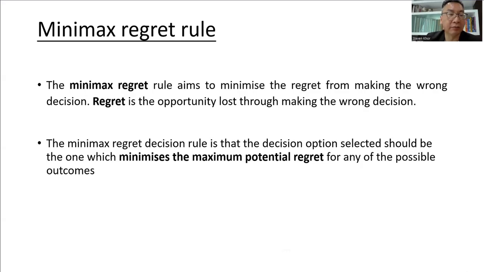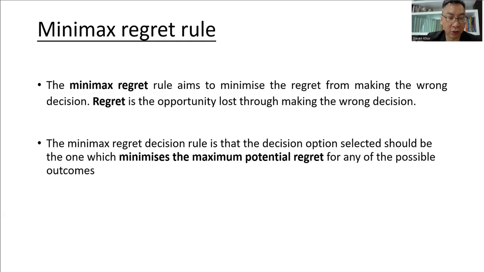The third scenario is called the minimax regret rule. I repeat, just now I explained what it means: you try to minimize the feeling of regret. You do not want to regret making the wrong decision. So we want to minimize it. Regret is basically the opportunity loss from making the wrong decision.